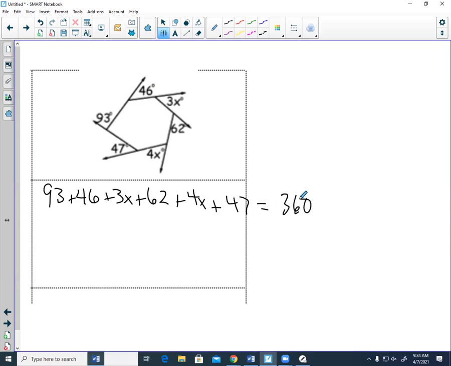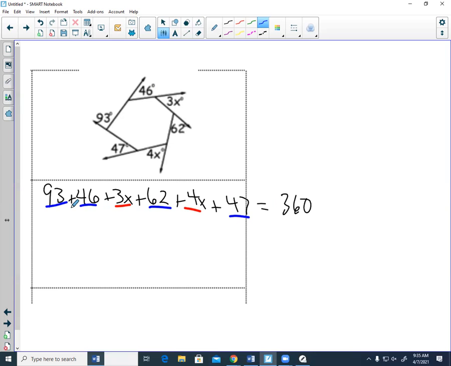One thing that I always do before I end these problems is make sure I have all my angles, because it's very possible that you skip an angle, you miss an angle, you don't have the right number. So I know I'm starting with 93, so there's 1, 2, 3, 4, 5, 6 angles. Make sure I have 6 angles. 1, 2, 3, 4, 5, 6 angles. So I've got them all. Now I go through, and I always make the extra step of underlining the like terms. So I know I have a 3x and a 4x, and I know that I have 47, 62, 46, and 93, underlining my like terms so I know that I'm not going to miss them.